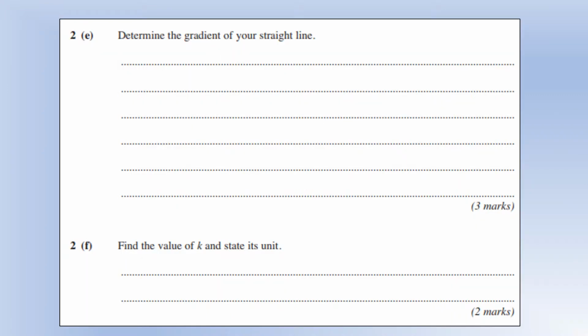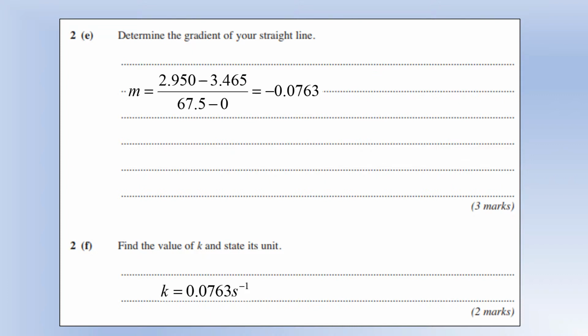Okay, so that's the gradient of our line. Now we want to find the value of k and state its unit. Remember from the equation we had before, k is minus the gradient, so k is going to be 0.0763. The y-axis has no unit because it's a log. The x-axis is in seconds, so k has the unit of seconds to the -1, or per second.